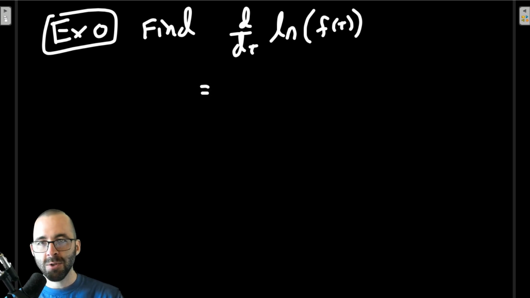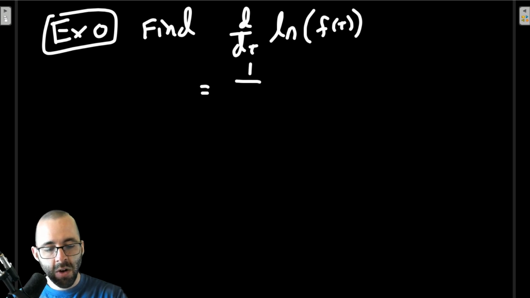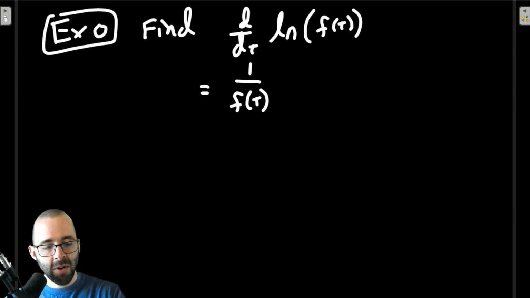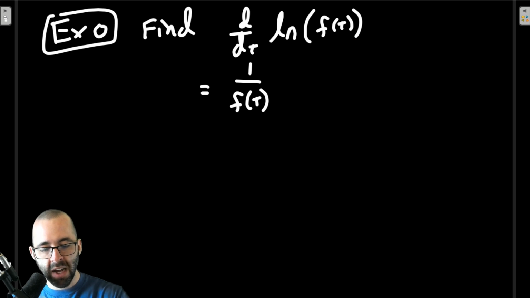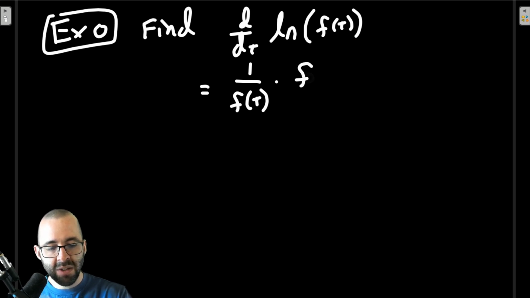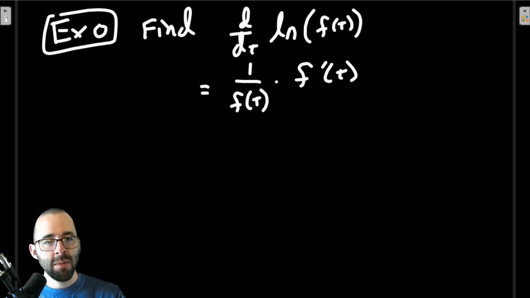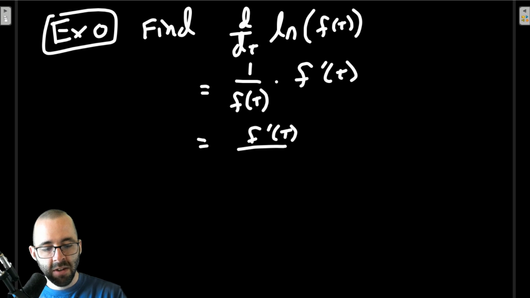The derivative of the natural log is the reciprocal of the inside, right? The derivative of ln x is 1 over x. So the derivative of natural log of f is going to be 1 over f. But remember, we have to use the chain rule. If the inside is anything other than the single variable, we have to use the chain rule. So we're also going to multiply by the derivative of the inside. Well, what's the derivative of the inside? f prime of t. Well, let's combine this. This is f prime of t over f of t.